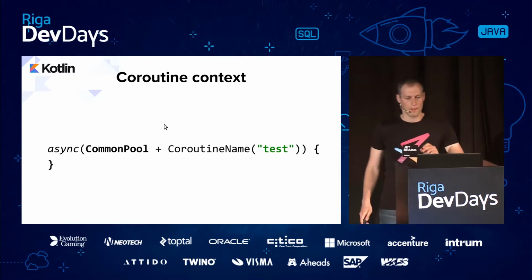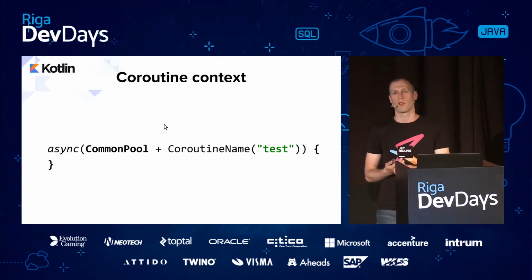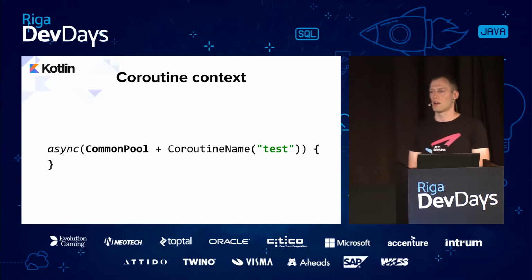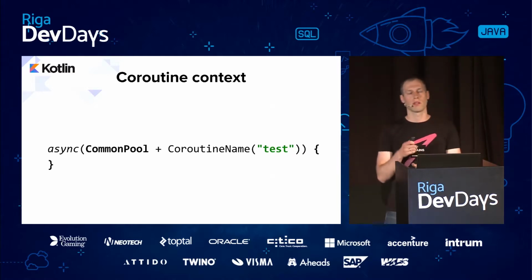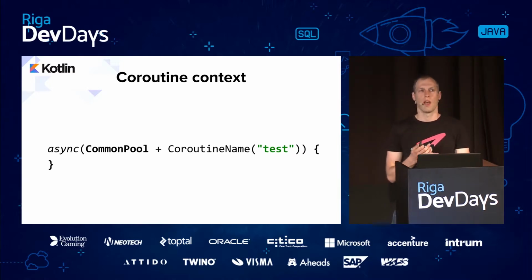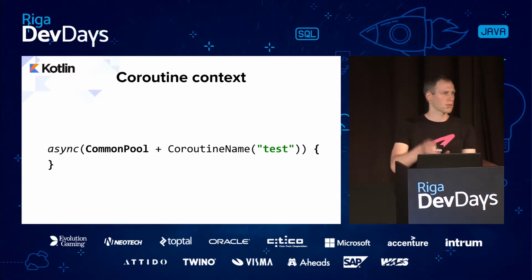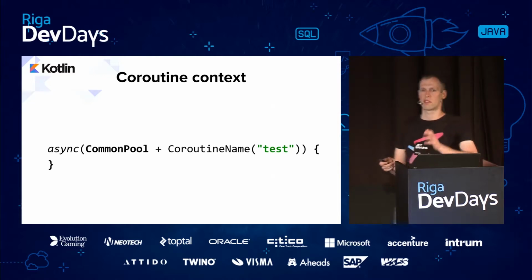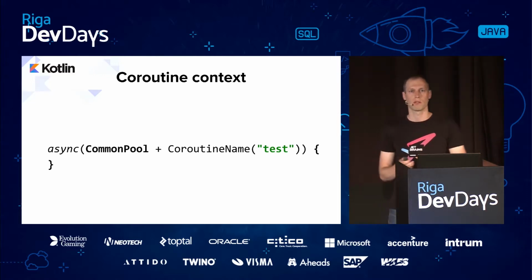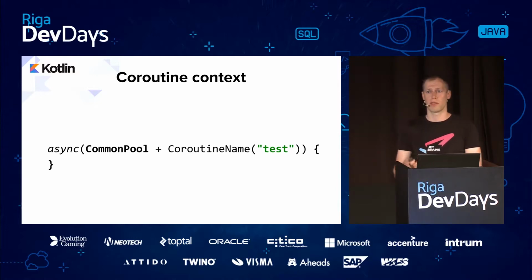Okay, so we can modify contexts. Coroutine context is available inside every coroutine. It has some predefined properties, like dispatcher name. There is a job for this coroutine available also inside the context. And it also can hold any user data.